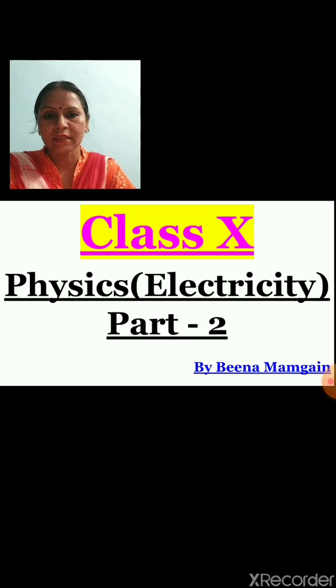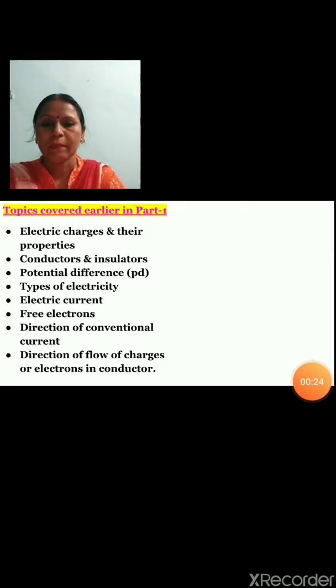First of all, I will discuss the topics which we have covered earlier in video 1, and then I will tell you about the topics which we are going to cover in this video. Okay, children, the topics covered earlier in part 1: number 1, electric charges and their properties, conductors and insulators, potential difference, types of electricity, electric current, free electrons, direction of conventional current, direction of flow of charges or electrons in a conductor.